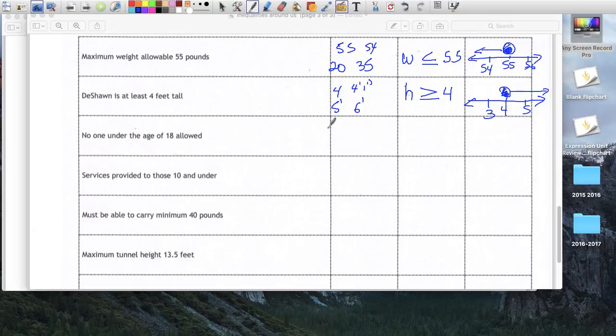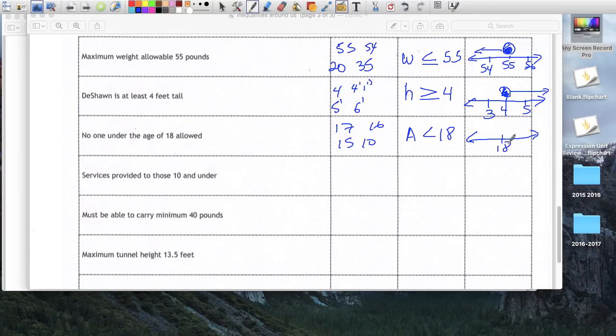No one under the age of 18 is allowed. So if you are 17, you can't go in. 16, 15, 10, those are the ages that are not allowed. Okay, under 18. So if you are under 18, you can't come in. All right. So if you're 18, you can. Okay. Under 18, you can't.